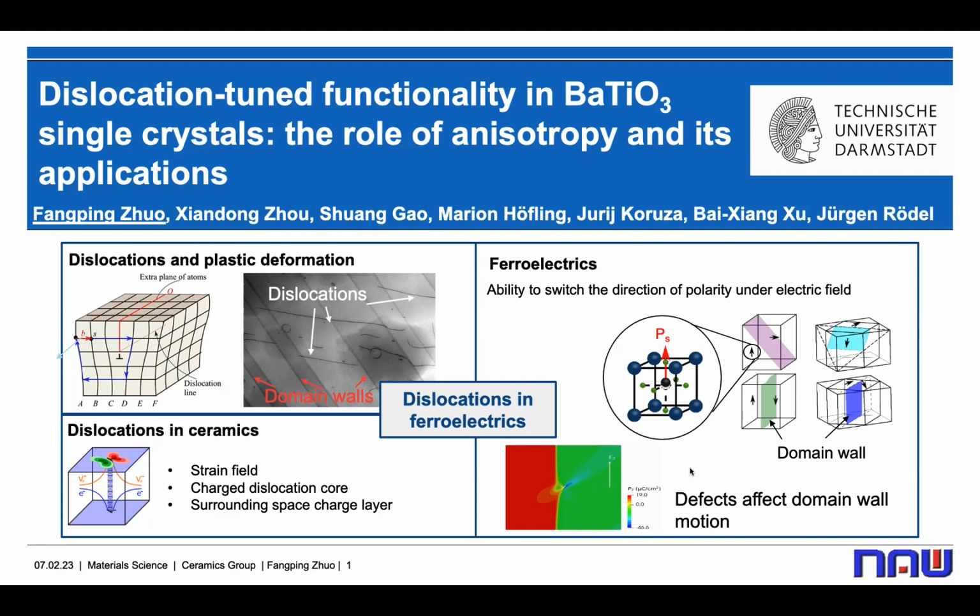We know that domain walls can be considered as 2D defects in ferroelectrics, for example, the 90-degree domain wall and the 180-degree domain wall. Now, if we put dislocations into ferroelectrics, we may be able to control the mobility of domain walls based on the dislocation-domain wall interactions.